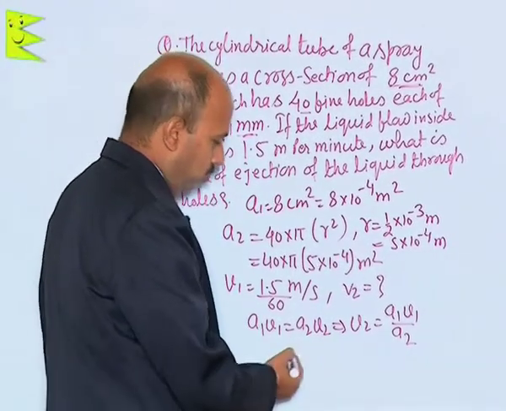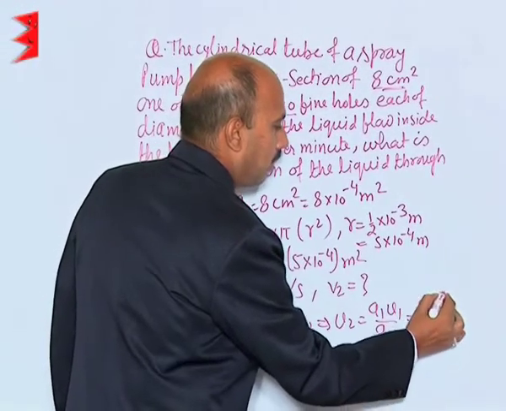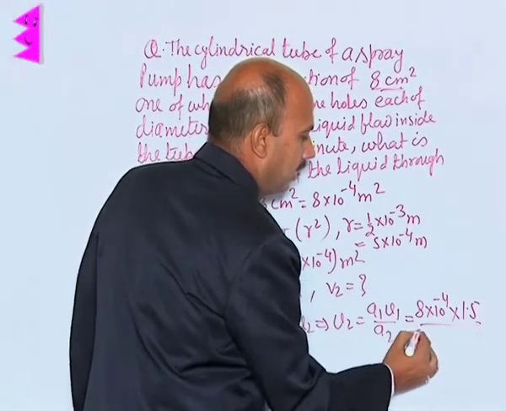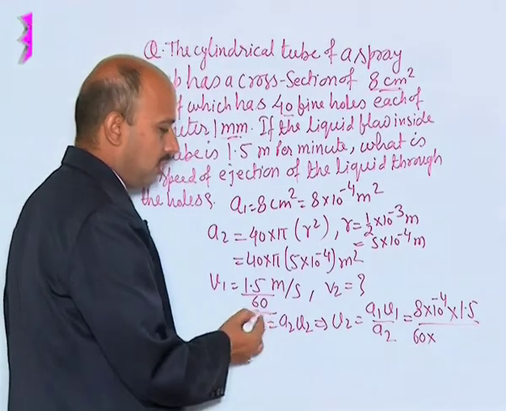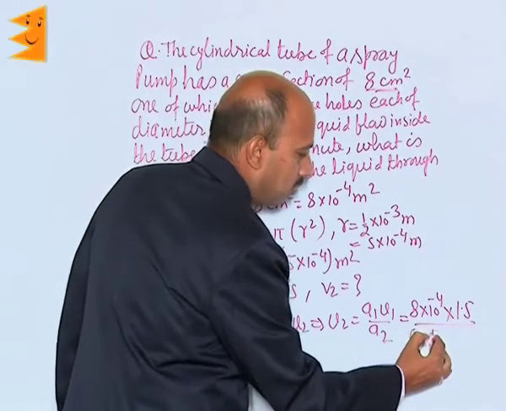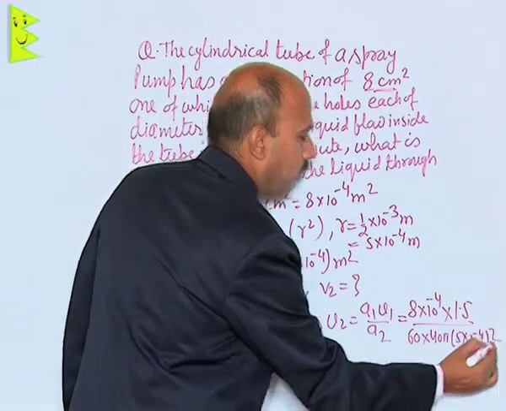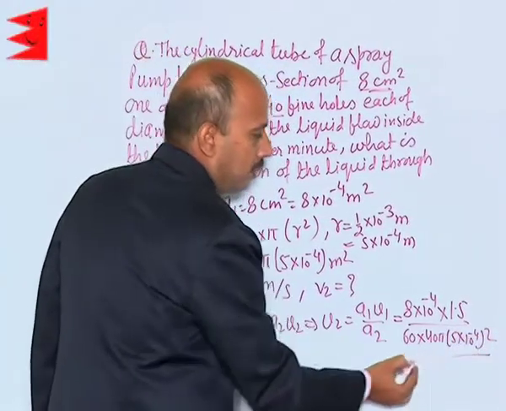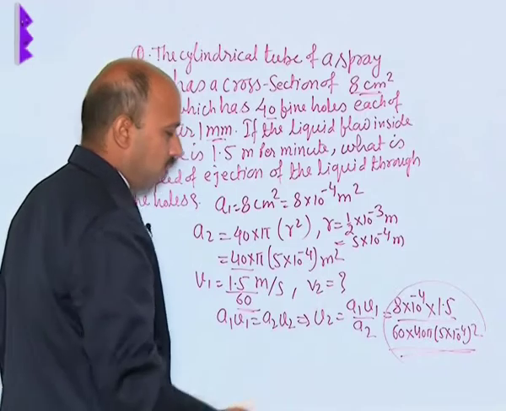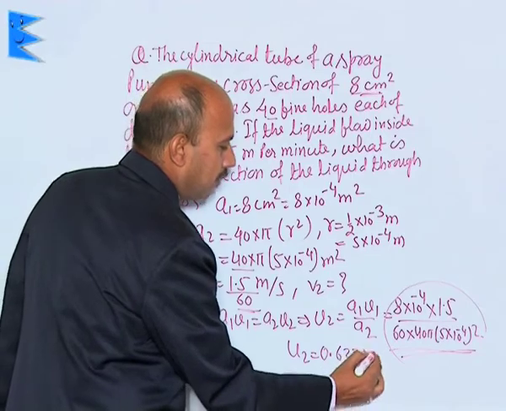So now if you put the values of A1 and V1, you will be getting 8 into 10 raised to power minus 4 into V1, that is 1.5 divided by 60, this 60 downside, and now we can write in place of A2 this area. That is 40 pi into (5 into 10 raised to power minus 4) square. Now by putting the value of pi and solving this equation, you will be getting V2 equal to 0.637 meter per second.